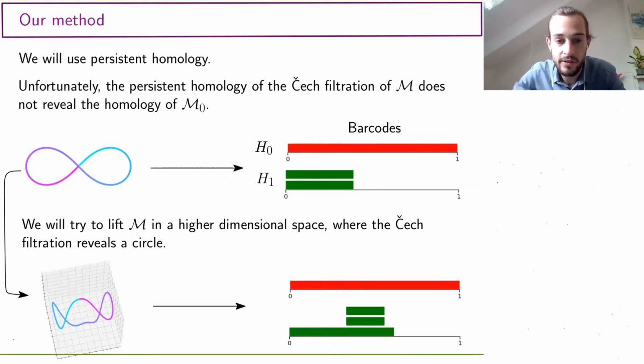We'll try to lift this lemniscate in a higher dimensional space in order to obtain a submanifold which has the homotopy type of a circle. And here I applied the usual Čech filtration on this lifted set. And you can read on this barcode that we have a circle at the beginning of the filtration, which is what we want.